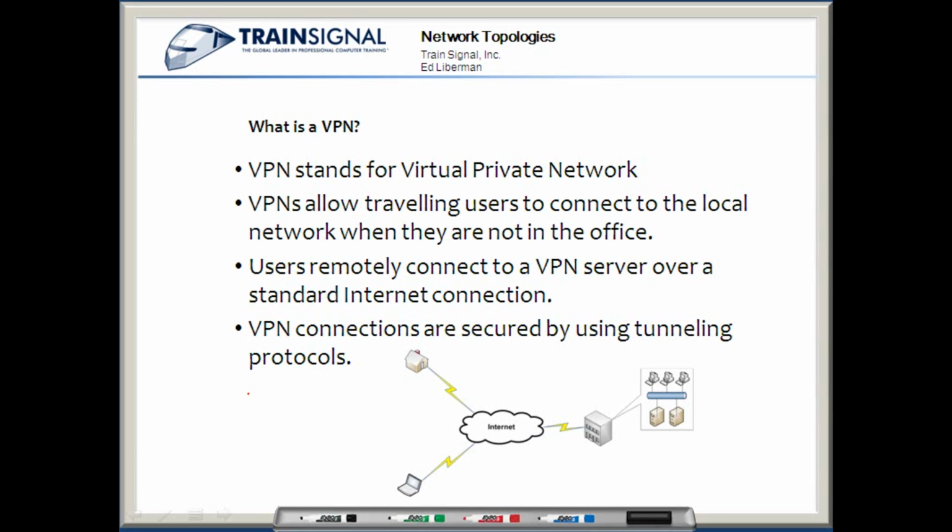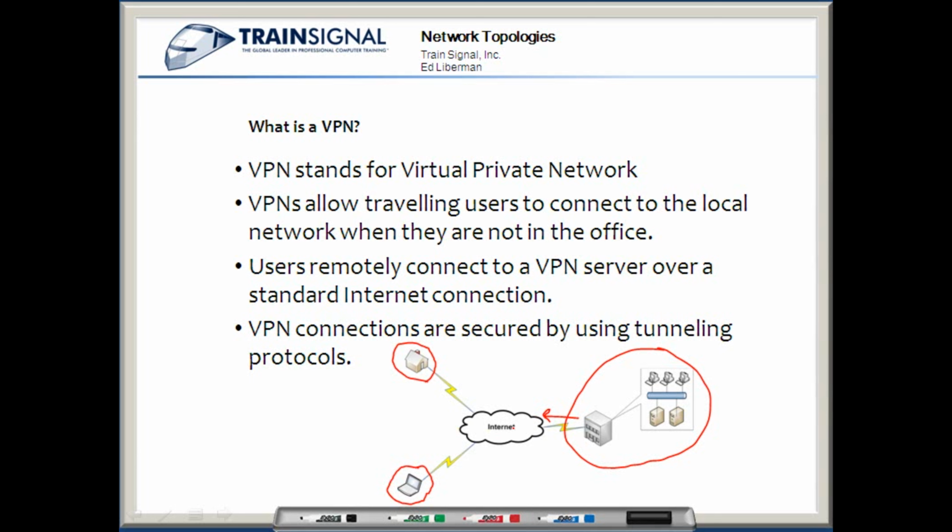Users remotely connect to a VPN server, which you'll have to have in place at the office, over a standard internet connection. Now, because it's over a standard internet connection, that doesn't sound very secure, right? Matter of fact, here in the drawing, what we have is our office network, and the office is connected to the internet. So an example of where VPNs are used might be for somebody who works from home or somebody who's traveling using their laptop, and maybe they're on one of those Wi-Fi internet connections. Well, that's what we mean by standard internet connections.